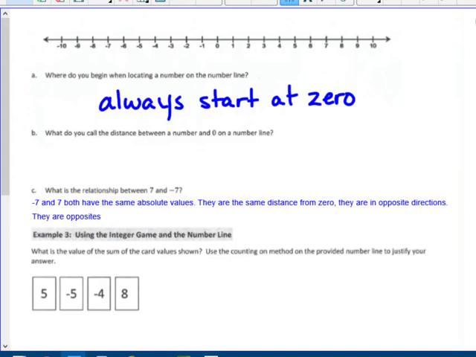What do you call the distance between a number and 0 on the number line? Well, that distance is called the absolute value. Distance. There's the key word, distance. The absolute value of a number is its distance from 0.